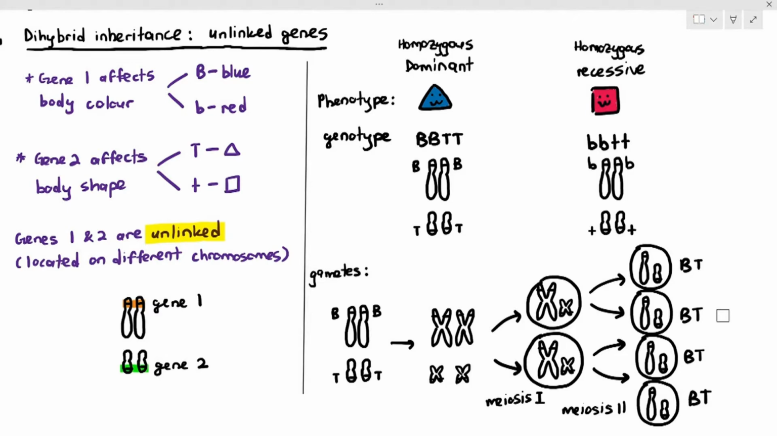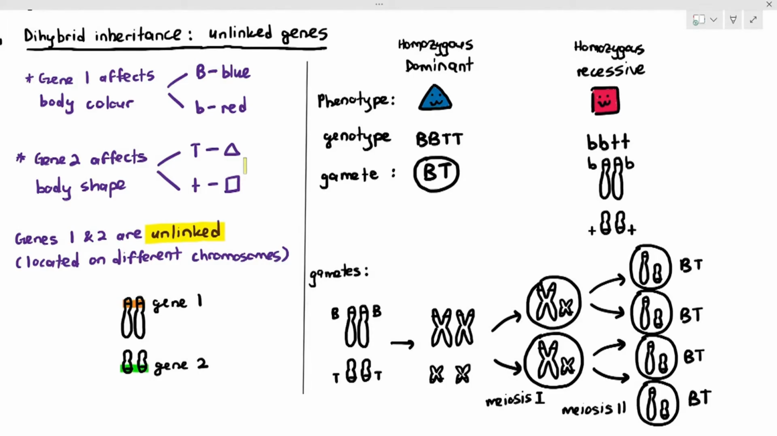Now, immediately some students will say, wait a second, I thought meiosis was supposed to produce genetically different cells. It was, but in this case, they only have large B alleles and large T alleles. That's the only information they can pass down. So no matter how many gametes it produces, it will always just have one large B allele and one large T allele.